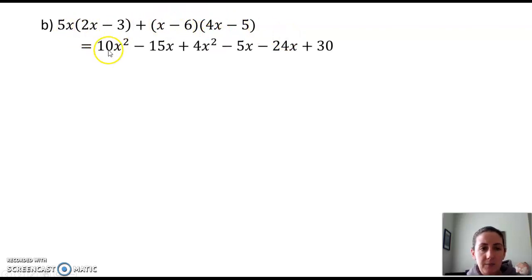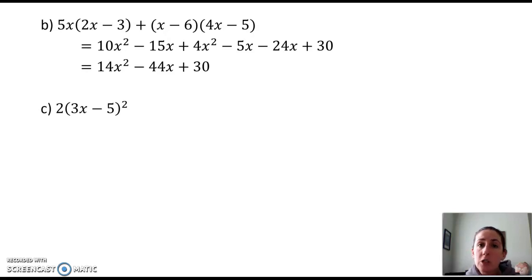So that 5x times 2x is 10x squared. 5x times negative 3 is negative 15x. x times 4x is 4x squared. x times negative 5 is negative 5x. Negative 6 times 4x is negative 24x. And negative 6 times negative 5 becomes a positive 30. And now we'll combine all of our like terms, our x squareds, our x's, and our numbers. And we get a final answer of 14x squared minus 44x plus 30.